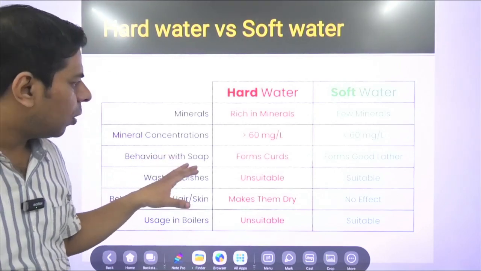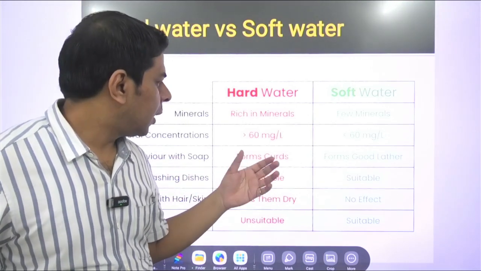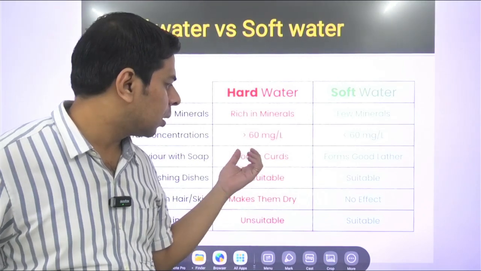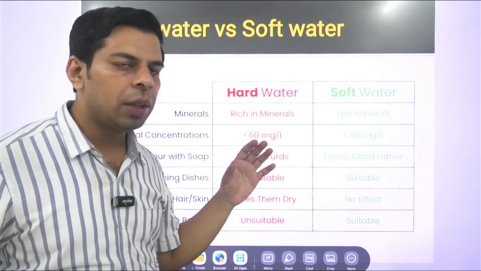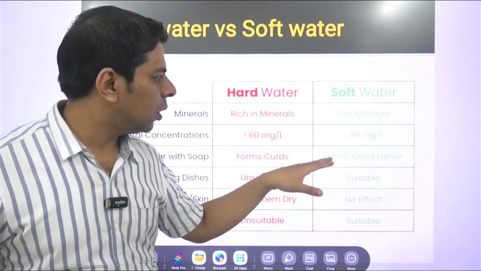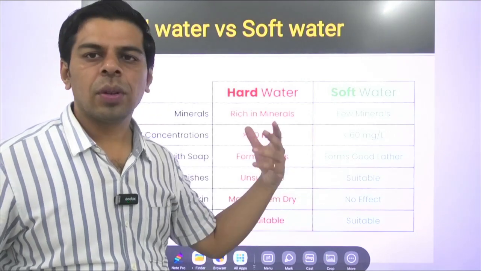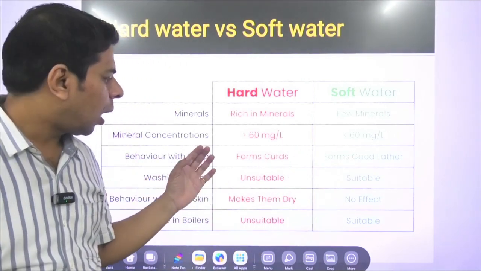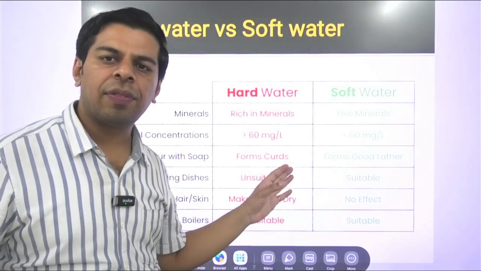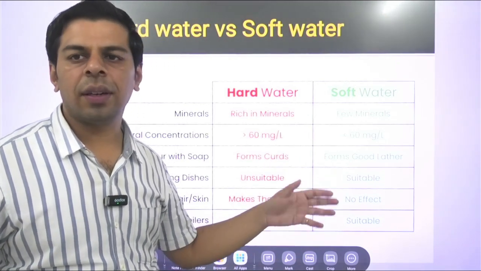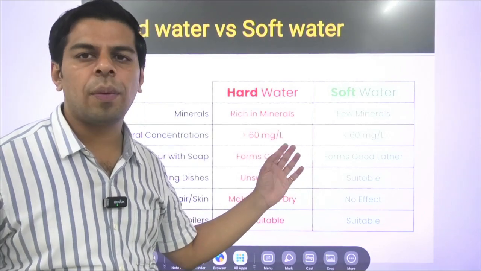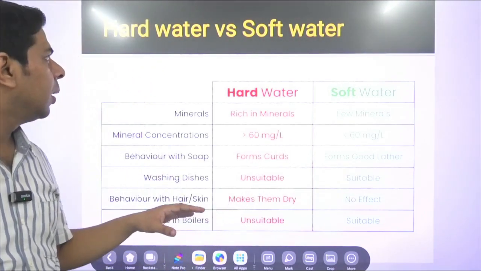Now behavior with the soaps, we see that if you are using a soap with the hard water, it will form a curd like structure, there will be no lather. Whereas in case of soft water, there will be a good lather. So for washing dishes, hard water is not one of the preferred choices. It will be difficult to clean, a lot of effort would be entailed. Whereas in soft water, soap will produce the immediate result.